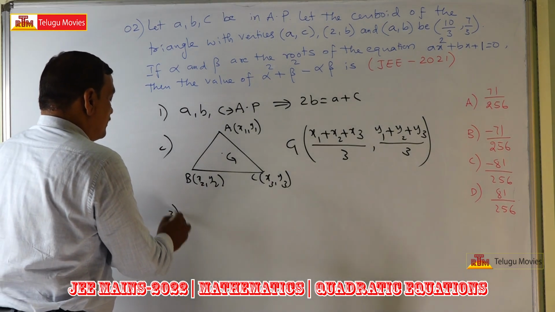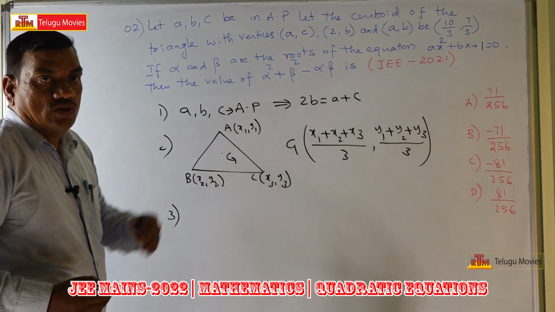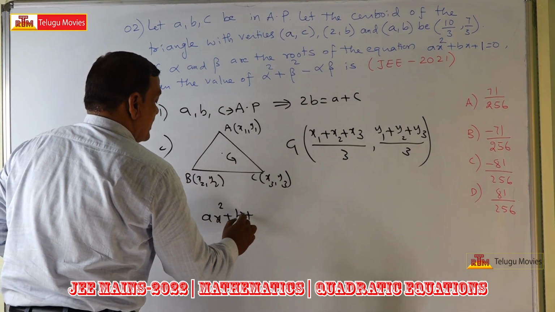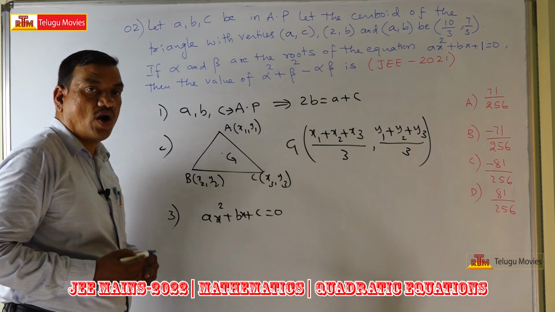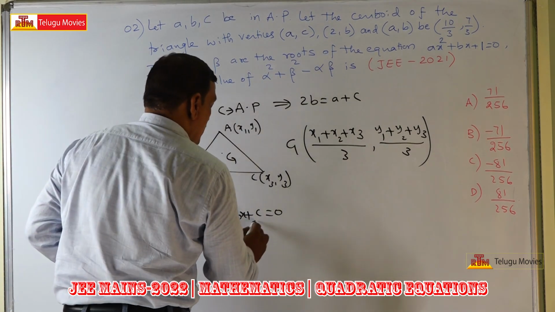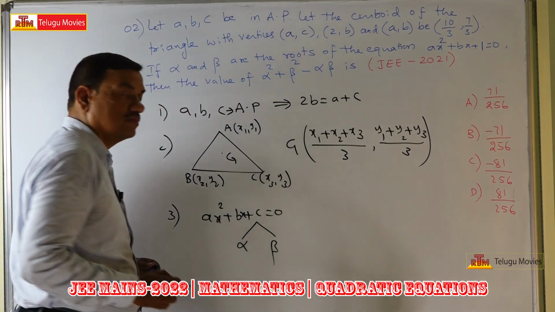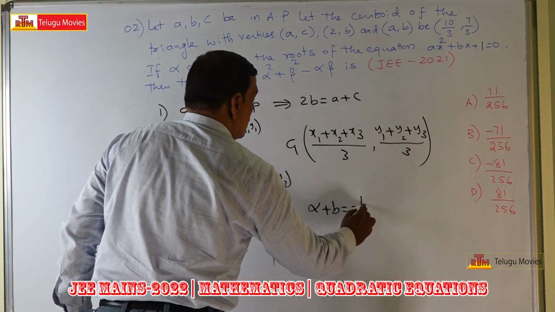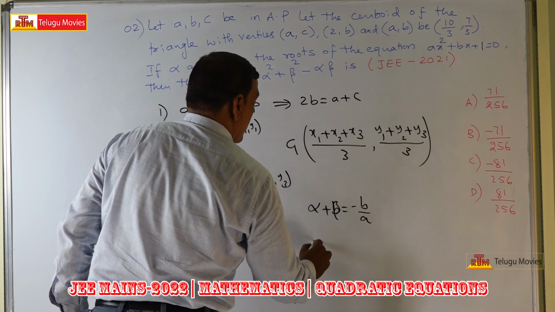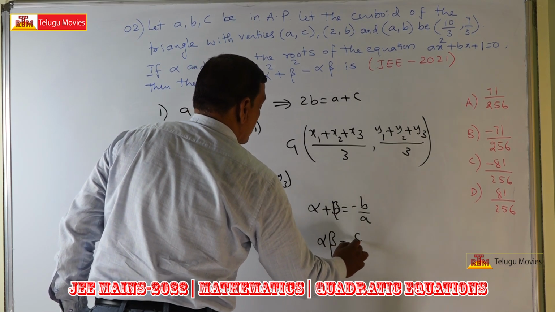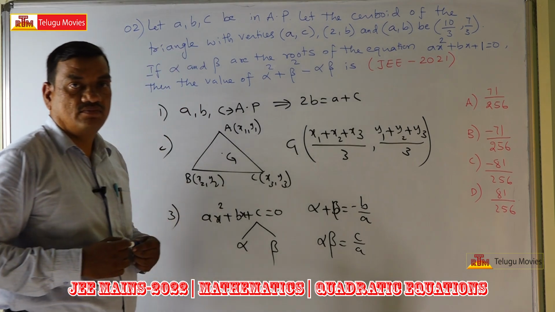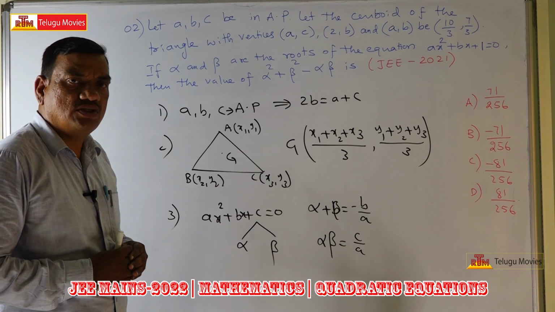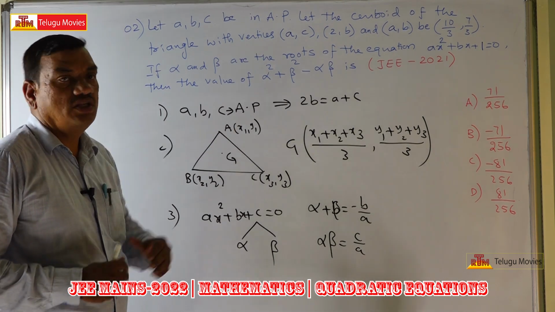Third one is, for the quadratic equation ax square plus bx plus c is equal to 0, if two roots are there, alpha, beta, what is the sum of the roots? Alpha plus beta is equal to minus b by a. Alpha into beta is equal to c upon a. Understand? So, if you know all these three basic principles, we can easily solve this problem.